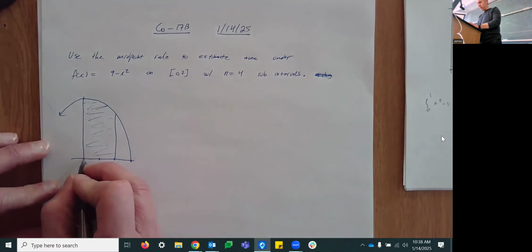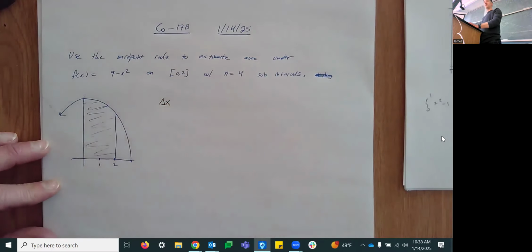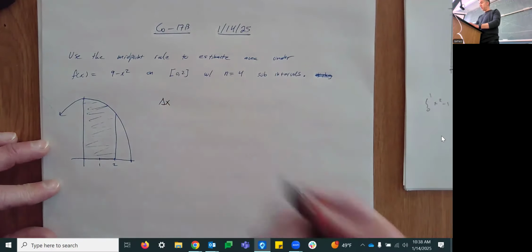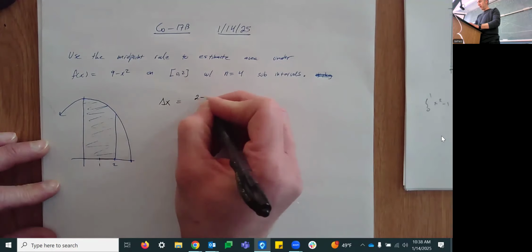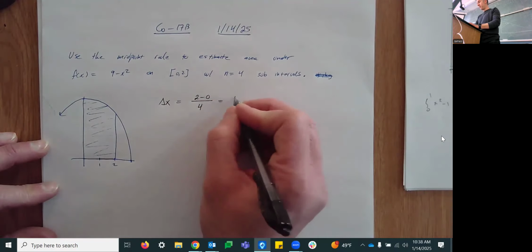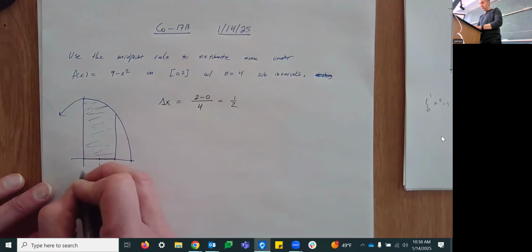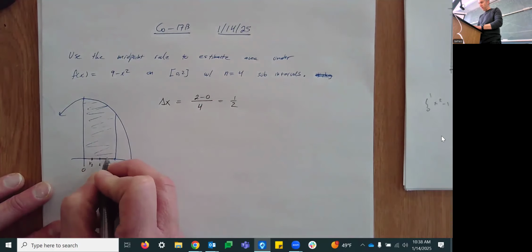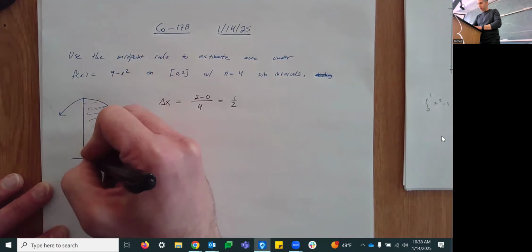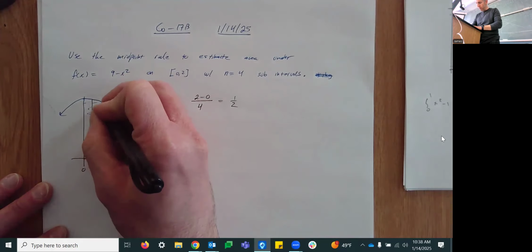From 0 to 2, my delta x, the width of each subinterval or the width of each rectangle, is just the entire length divided by n, which in this case is 1/2. So each subinterval has a width of 1/2. We go 0 to 1/2, 1/2 to 1, 1 to 1.5, or 3/2, and 3/2 to 2. So I've got 4 separate strips here.